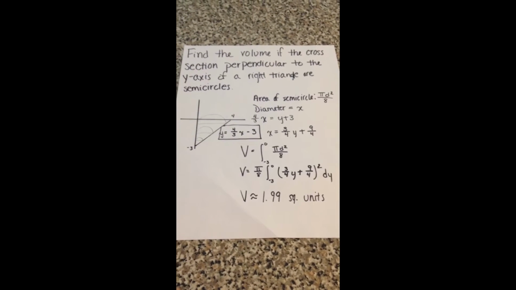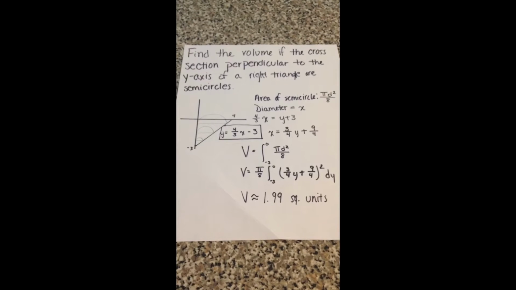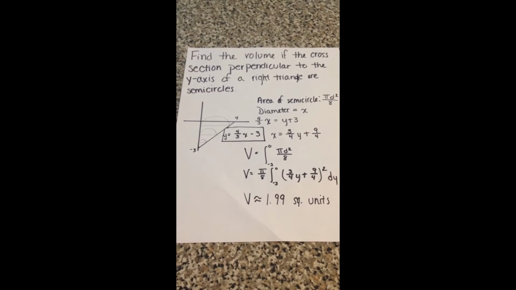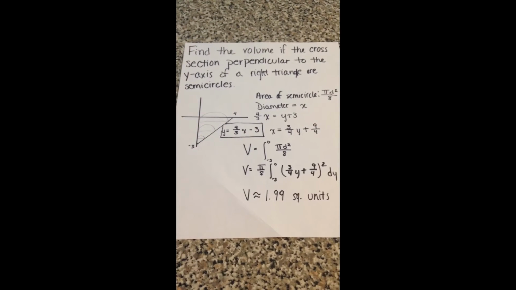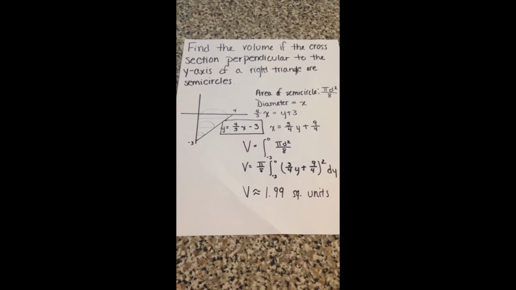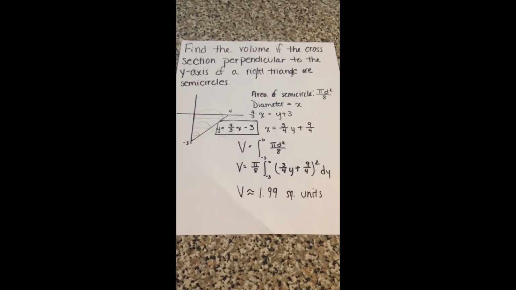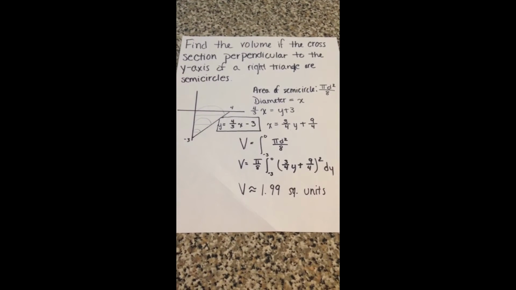Now let's do a problem where we find the volume of a solid whose cross sections perpendicular to the y-axis of a right triangle are semicircles. So now we're going to be looking at this graph here on the left, where y is equal to 4/3 x minus 3. And you can see the semicircles I have drawn in there. That's what the cross section is going to look like.